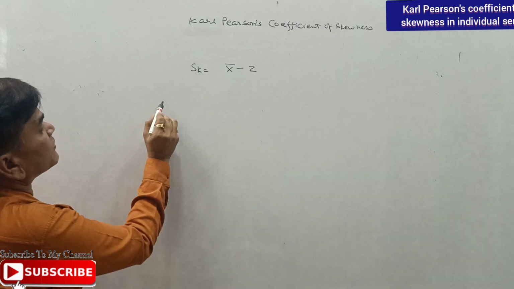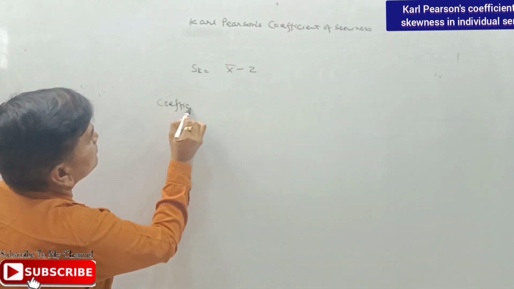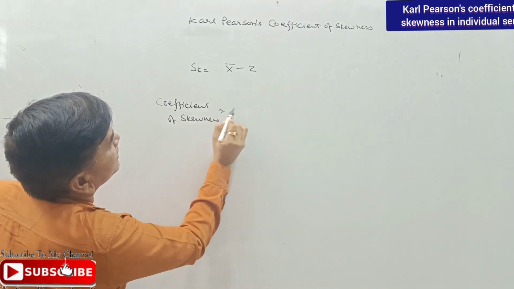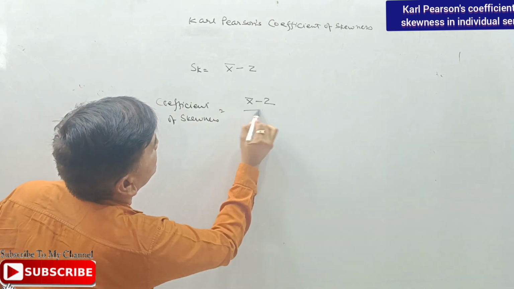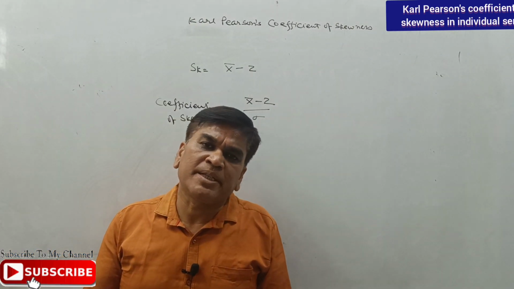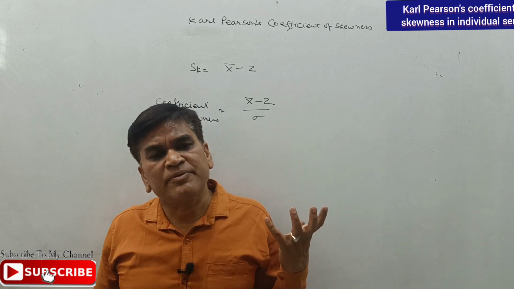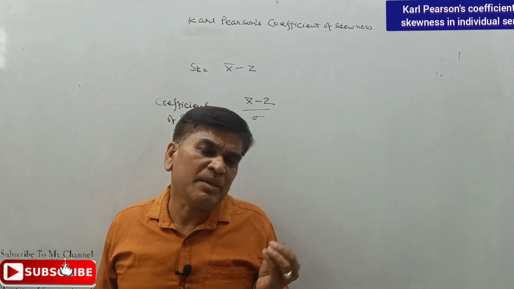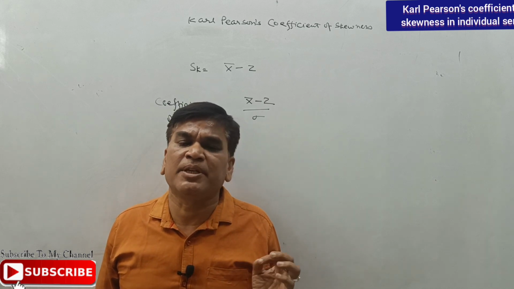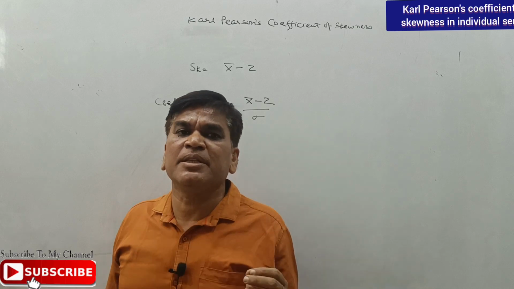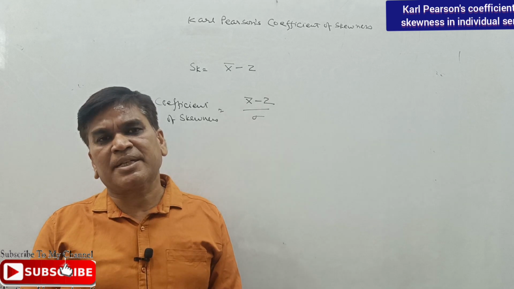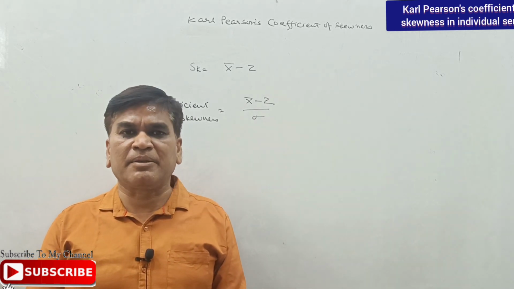And the coefficient of skewness is x bar minus z divided by the standard deviation. We also know how to calculate the standard deviation. So it is very easy to calculate Karl Pearson skewness and the coefficient of skewness. For getting the skewness, we take the difference between the value of the arithmetic mean and the value of the mode; that is the value of skewness by Karl Pearson.